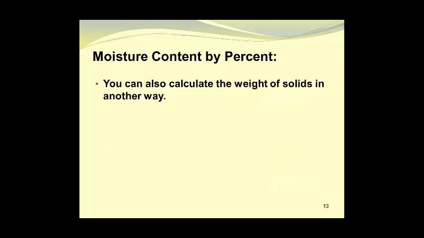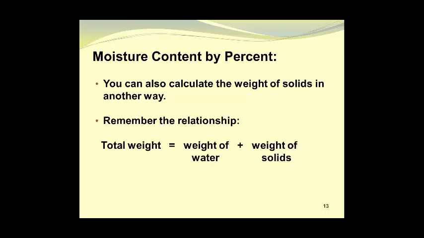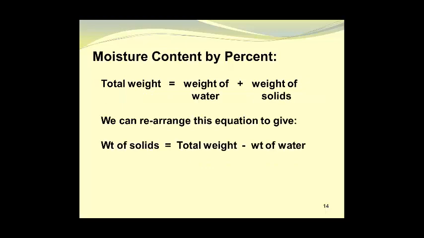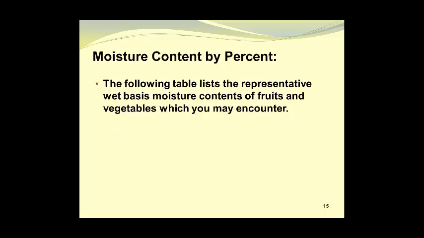You can also calculate the weight of solids in another way. Remember the relationship that the total weight will be equal to the weight of water plus the weight of solids. Writing that again, we can then rearrange this equation to give us the weight of the solids will be the total weight minus the weight of the water. If the total weight is 350 grams and the weight of the water is 297.5 grams, the difference of 52.5 grams will be the weight of the solids present.